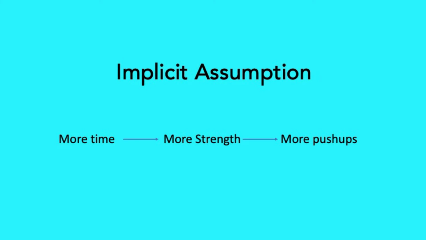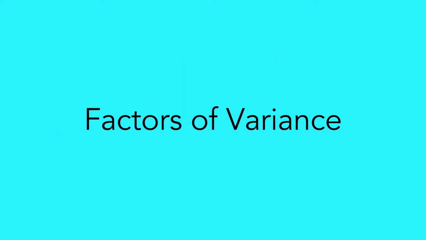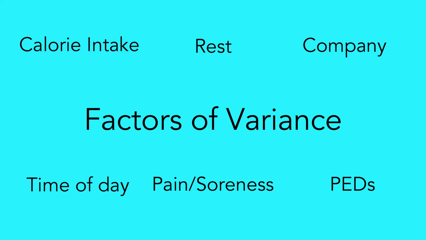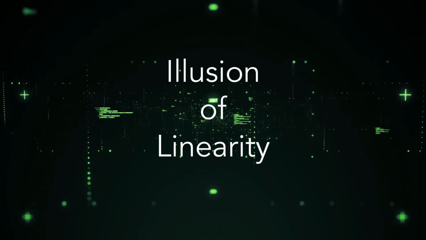But there are so many factors of variance that may influence our performance, like the time of the day, pain or soreness in our muscles, consumption of performance-enhancing drugs, daily calorific intake, the amount of rest we had the previous night, the presence of a friend or a loved one, muscle memory, and so on.